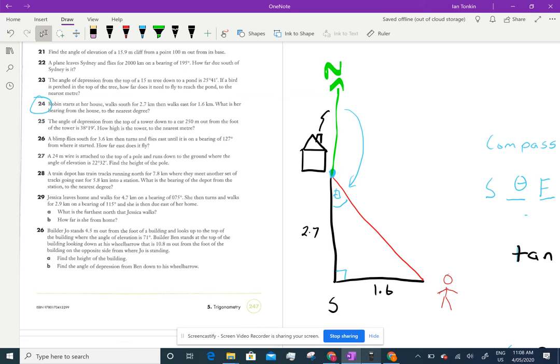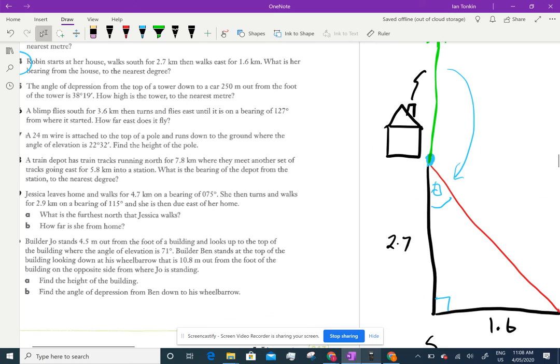From the depot. I'm looking at question 28. The depot has train tracks running north and then another set of tracks going east. What is the bearing of the depot of the depot from the station? That looks like a good one. Let's do 28.